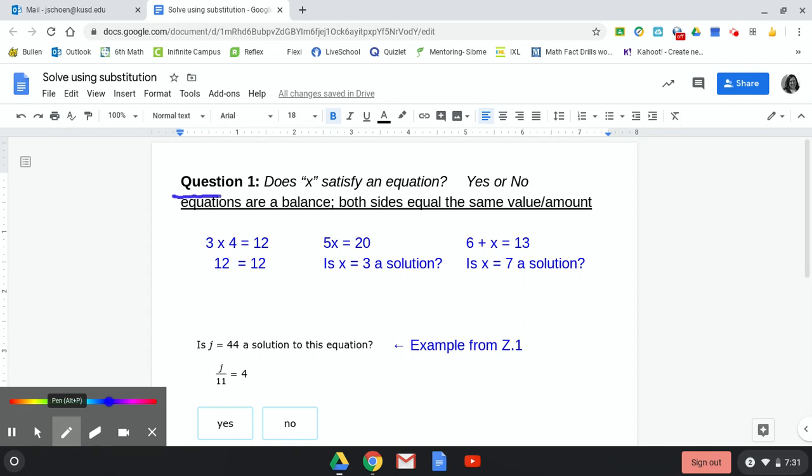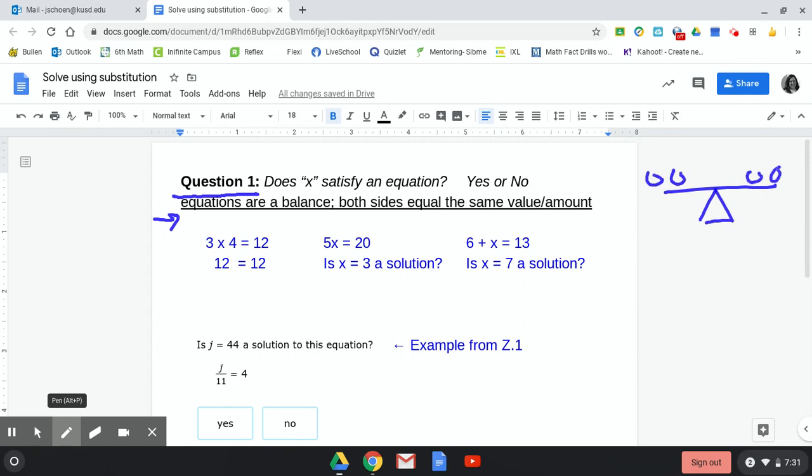First question they're going to ask us is, does x satisfy an equation, yes or no? Remember that an equation is a balance, right? So for example, if I had an actual balance in science class, if there were two little weights on this side, I'd have to have two of the same weights on the other side for this to be balanced. So the same thing is true in mathematics and in equations. So our balance line where that little triangle would be is that equal sign.